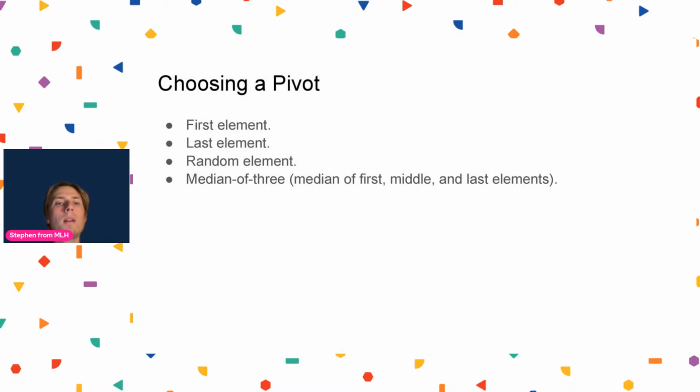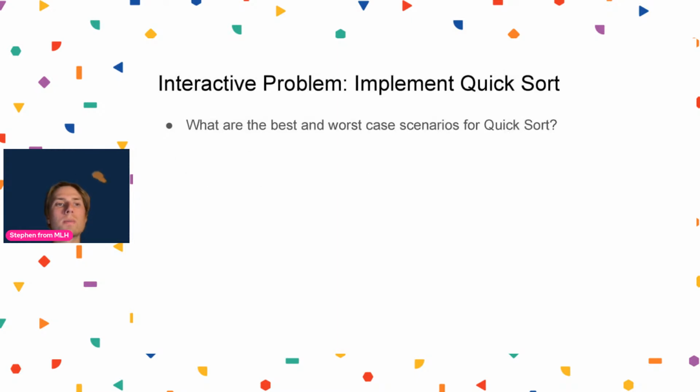So let's actually talk a little bit about what the best case and worst case scenarios are for quicksort. So this is sort of an interactive problem. And so what is the best case scenario? We could have the following. I'm going to type it in the chat.